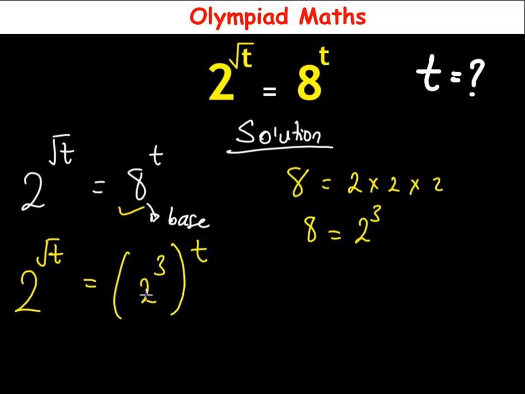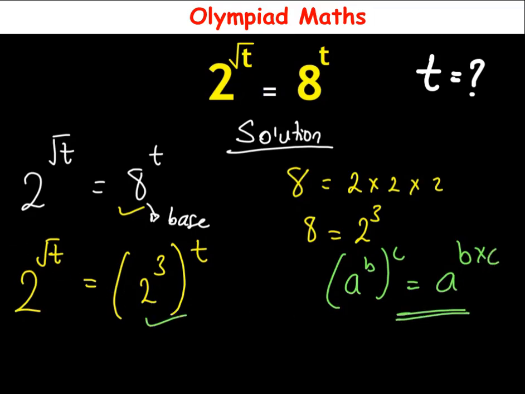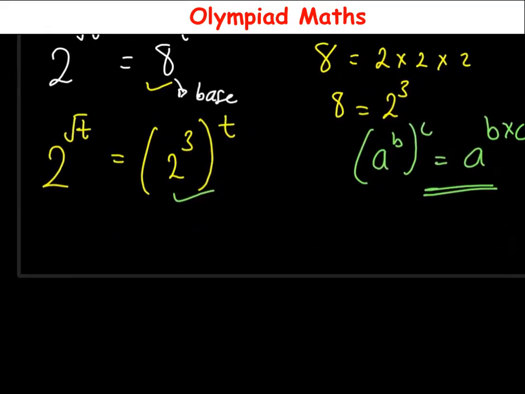Now with this, the next thing we are going to do is to apply this principle that if you have in brackets a raised to power b, power of c, this equals a raised to power b times c. So applying this right here, what we then have is 2 raised to power root t is equal to 2, then power 3 multiplies power t. 3 times t is 3t.